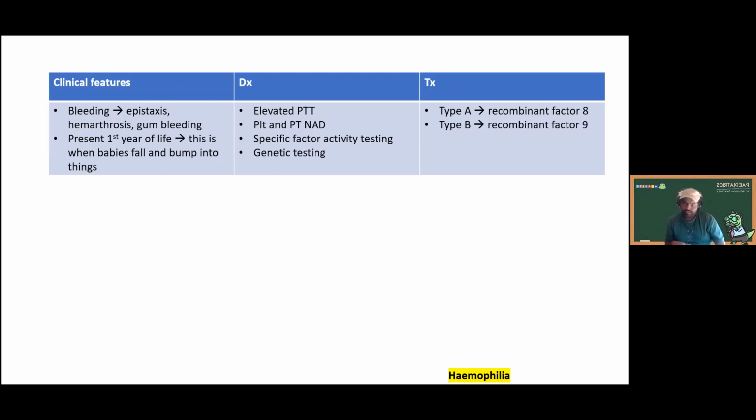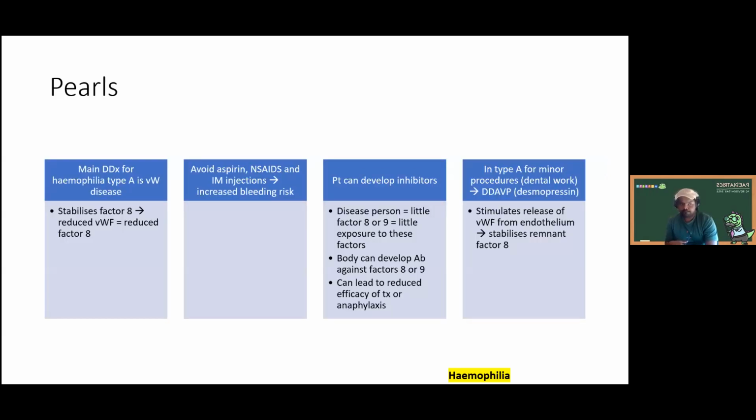For type A, you give them factor 8, which is what they're missing. Type B, you give them factor 9, which is what is missing. So 4 main things to kind of consolidate the knowledge of hemophilia here.